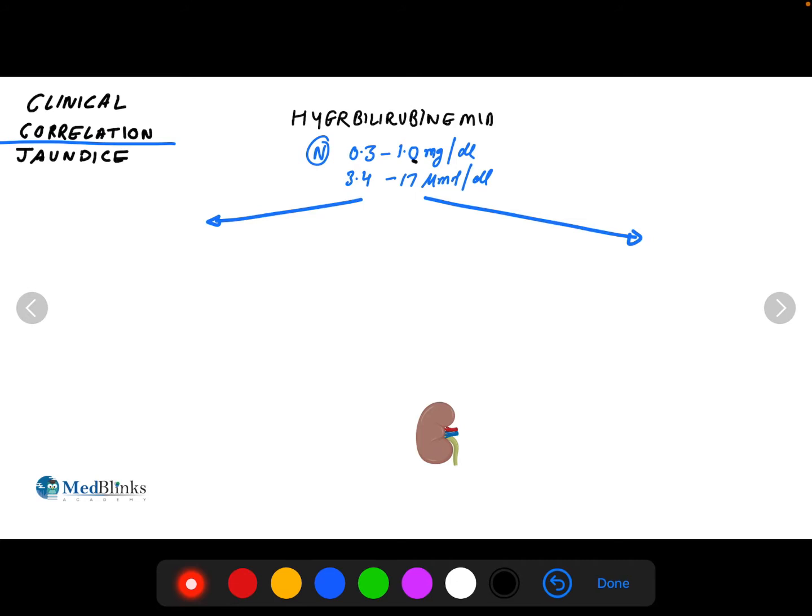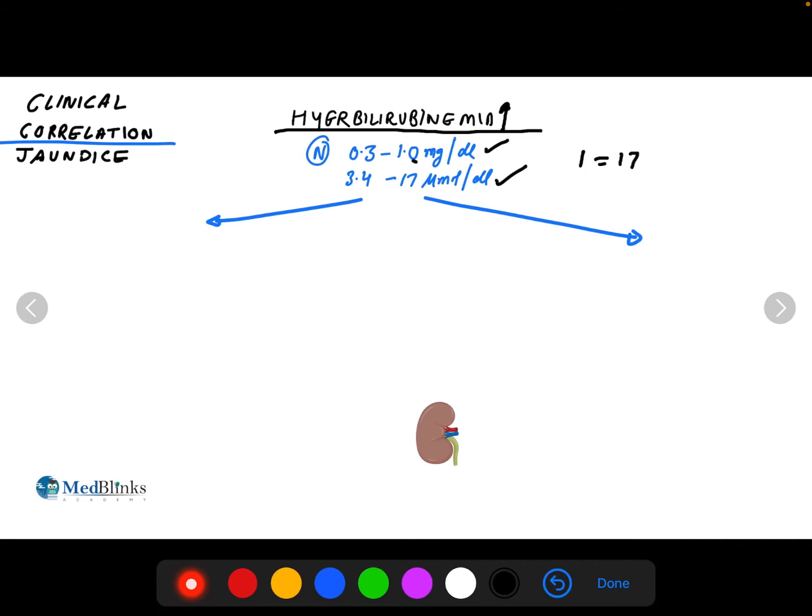Jaundice is simply defined as yellowish discoloration of skin, sclera or mucous membranes due to increase in serum bilirubin levels. This increase in serum bilirubin levels is called hyperbilirubinemia. Now, how do we define hyperbilirubinemia? When bilirubin levels are more than normal. So, normal bilirubin levels are up to 1 milligram per deciliter or 17 micromoles per liter in the serum, and these units are interconvertible.